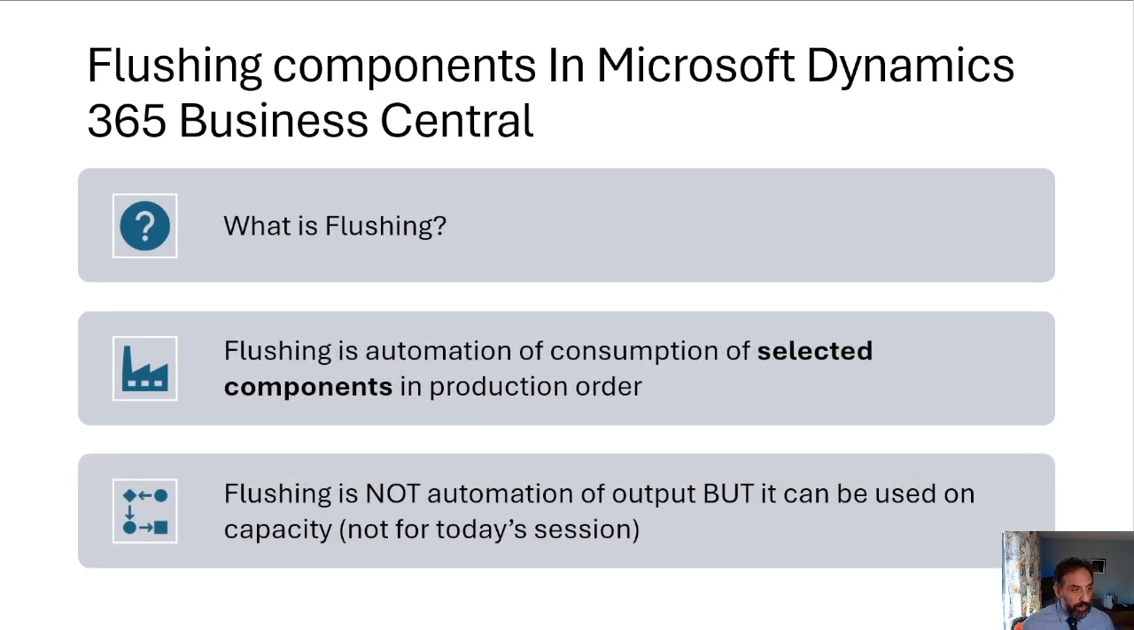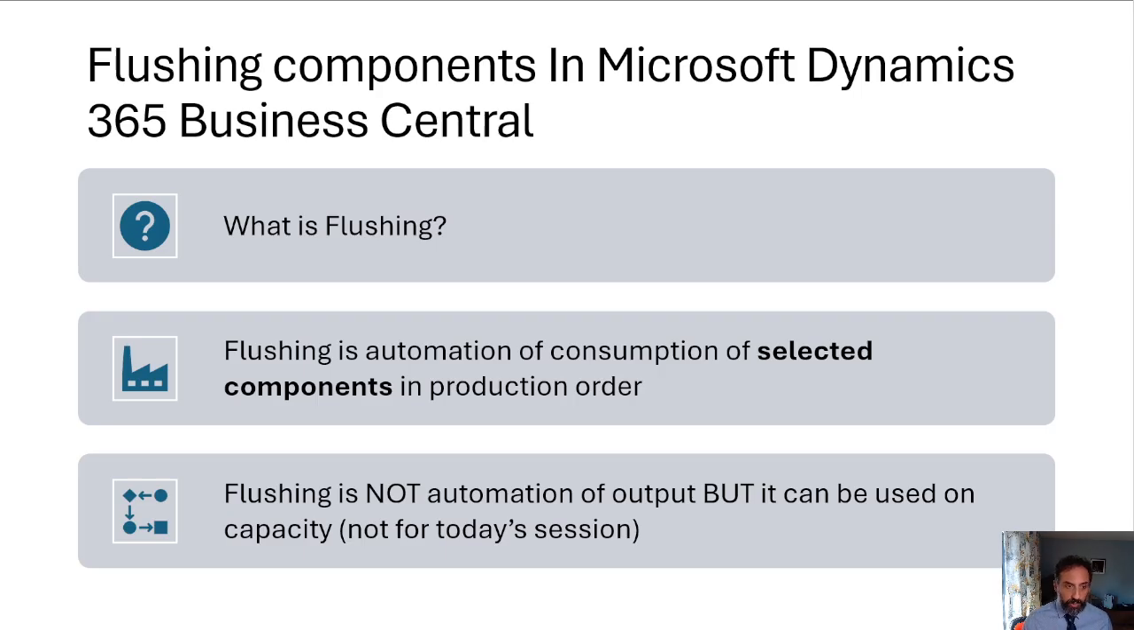So, as I said before, flushing is the automation of consumption of selected components in a production order. If you read the Microsoft Learn manual pages for flushing, you will read something about flushing the order. And so we don't really flush the entire order here, even where the flushing method is not linked to an operation.